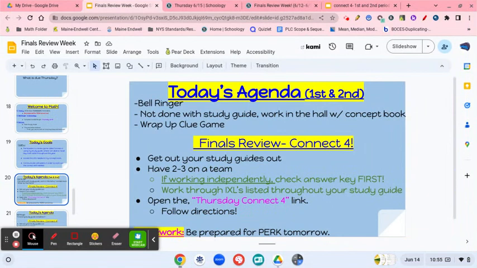You're in groups of 2 or 3. If you have 4 on a team, then split up 2 and 2. Obviously, the only way you're doing Connect 4 is with study guides. So those need to be out with a pencil, please. Pause the video if you need to do that and get together with your teams.